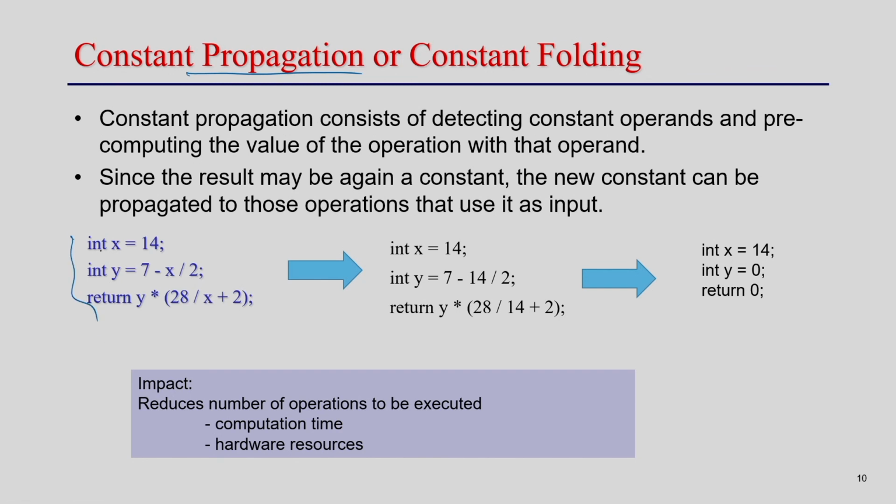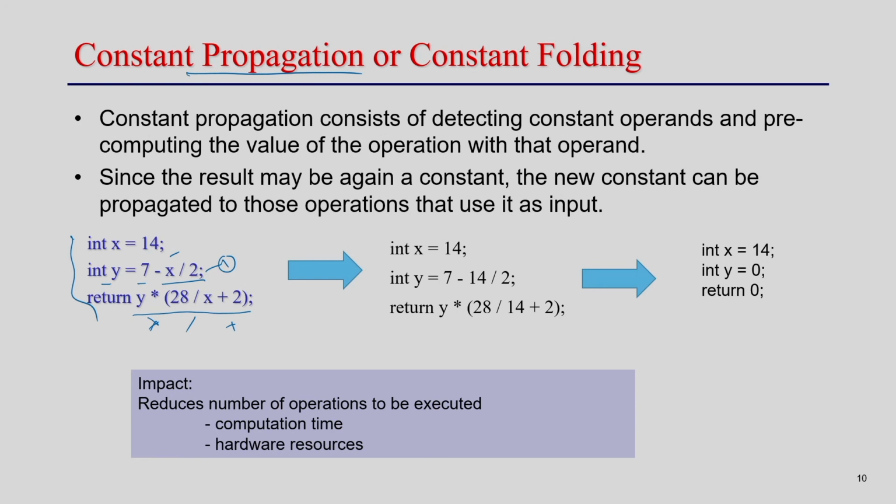Say suppose I have an expression like this. I have y equal to 7 minus x by 2, right, and then return y star some big expression, 28 by x and this. So, if you try to execute this in hardware, I need one divider, then one subtractor, and then in the next step I need one adder, one divider and one multiplier, right. So, many operations are happening. Basically 1, 2, 3, 4, 5 operations are happening in this particular expression, and you have to schedule these 5 operations during scheduling.